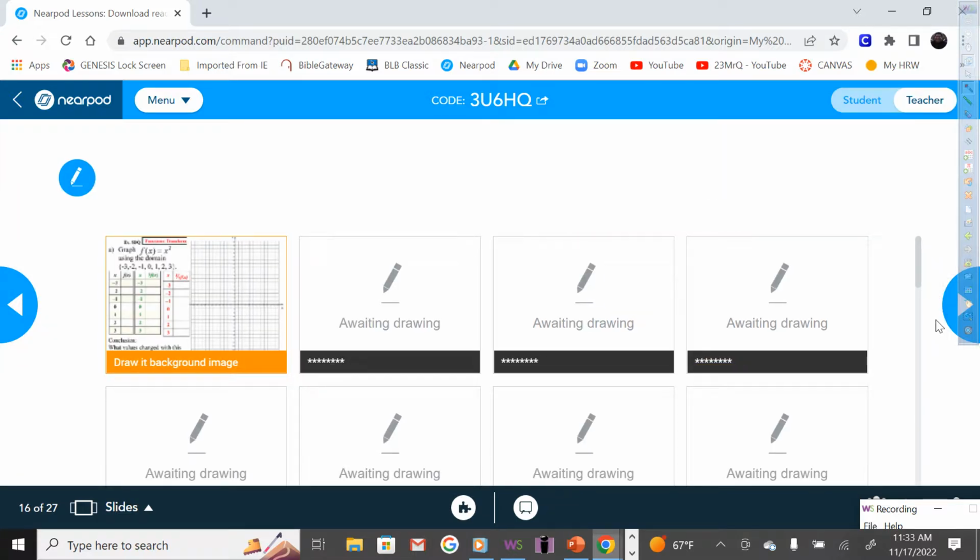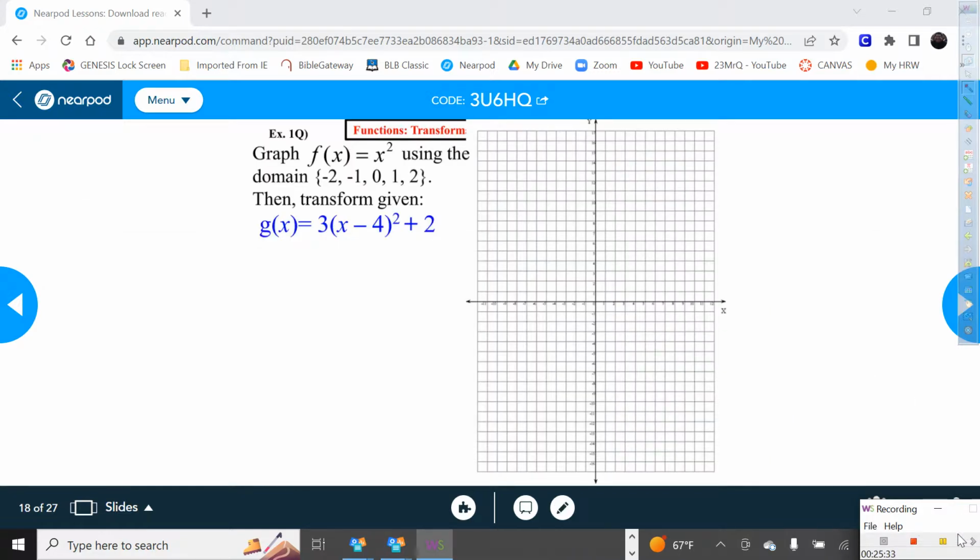I want to see what you did. Example 1Q at the top left of your big graph paper, write it down. It says graph f of x equals x squared using the domain -2, -1, 0, 1, 2. Today we're not going to focus on the table. We're going to focus just on the transformation without a table.